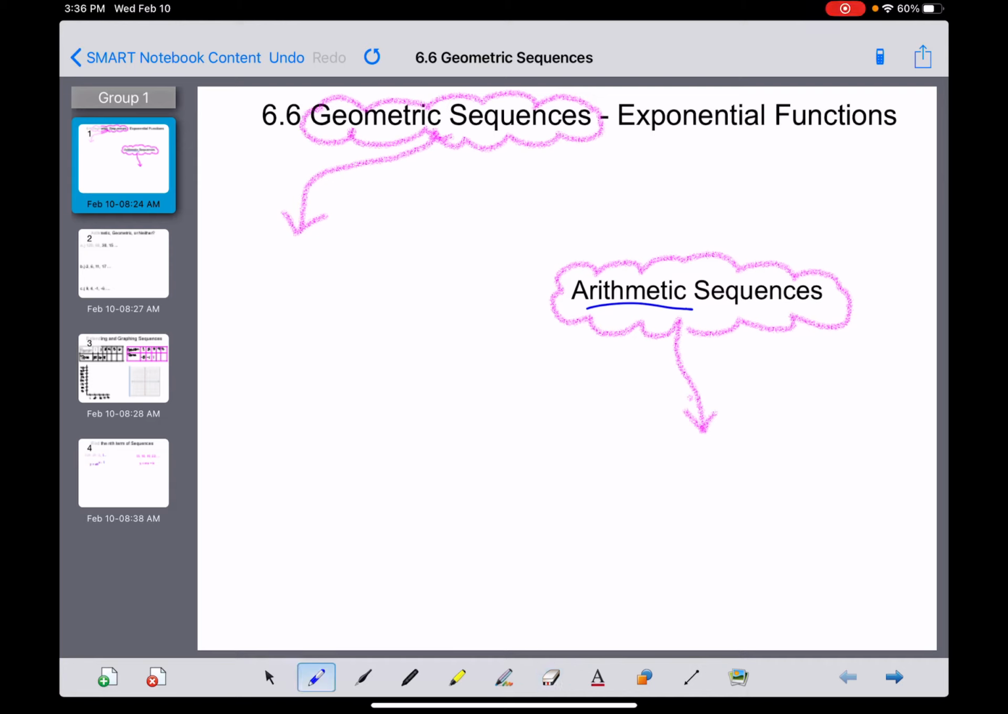So we're going into our final lesson, and this is going to cover geometric sequences, which is just another name to look at exponential functions. If you recall back from a while ago when we covered arithmetic sequences, that dealt with linear functions. So we were looking at a line of numbers or a table of numbers, and we had to determine if it was arithmetic or not. So that just meant, is it linear or not linear?